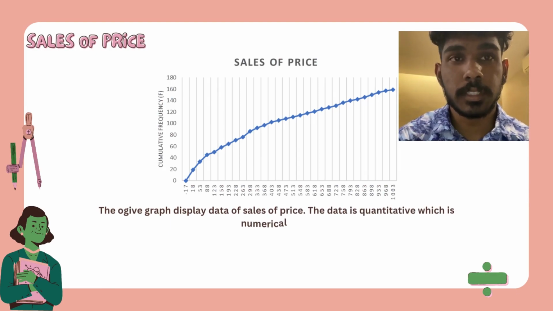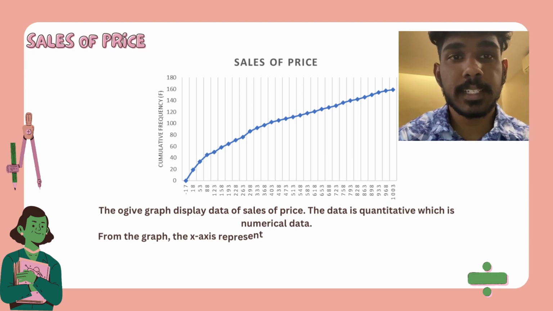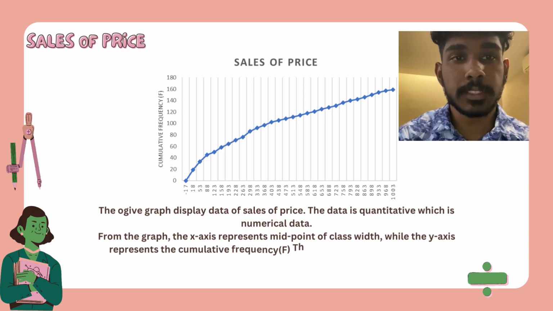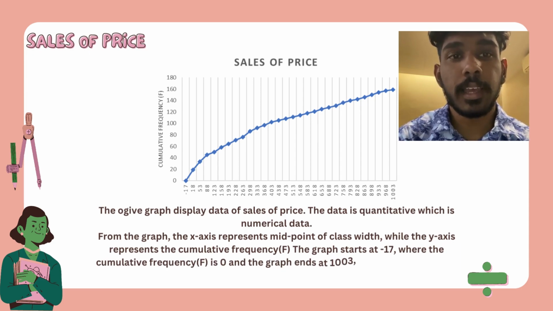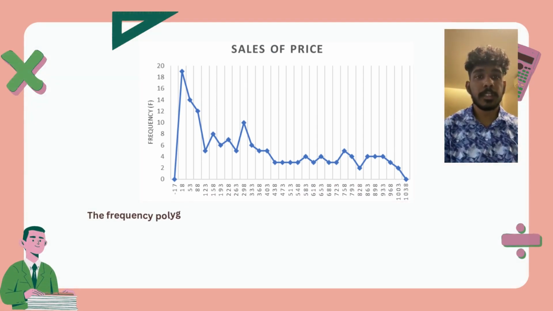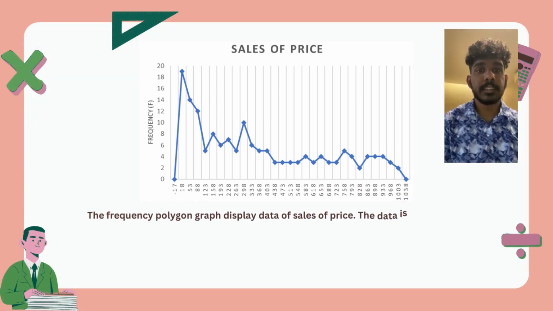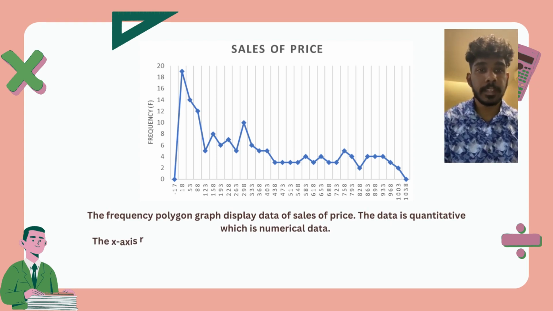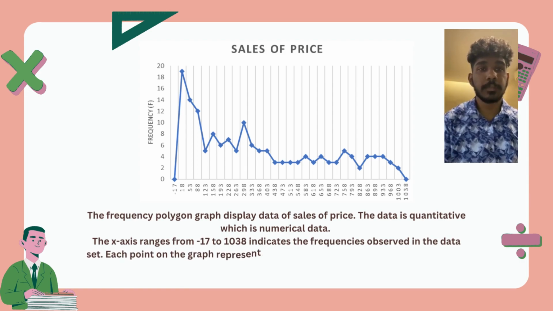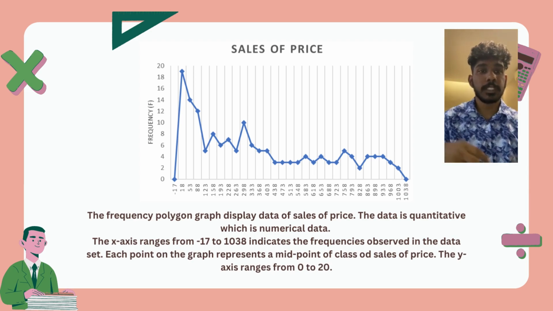Today I would like to talk about the sales price. From the graph, the x-axis represents the midpoint of class weight, while the y-axis represents the cumulative frequency. The graph starts at -70, where the cumulative frequency is 0, and the graph ends at 1003, where the cumulative frequency is 159. Next is the frequency polygon graph. The x-axis ranges from 1970 to 1038 and indicates the frequencies observed in the data set. Each point of the graph represents a midpoint of class sales price. The y-axis ranges from 0 to 20.